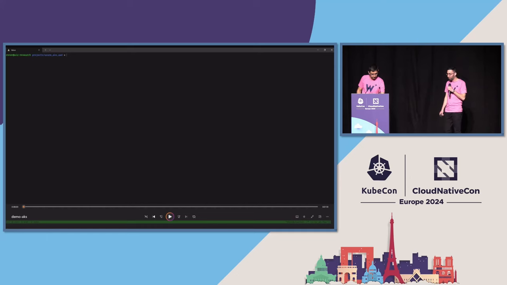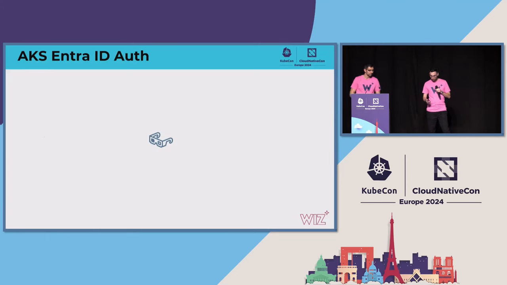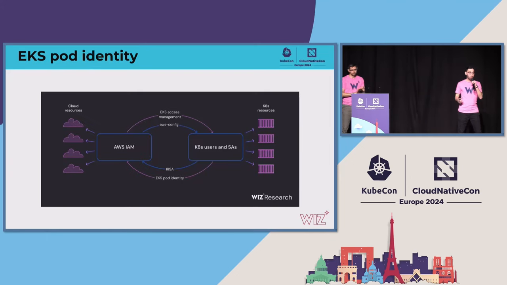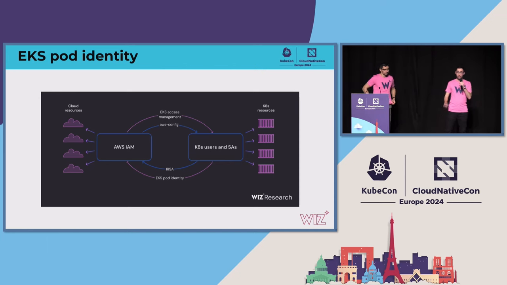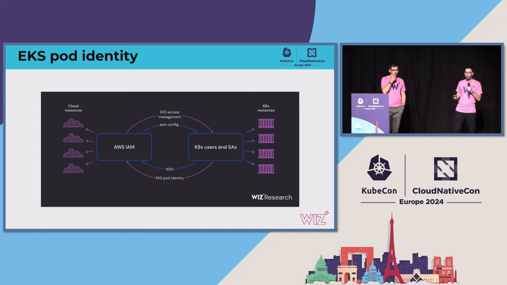And now we'll talk about EKS Pod Identity. For those who are not familiar with EKS Pod Identity, it's a new feature AWS released, I think, a couple of months ago also. It basically helps bridge access of service accounts to AWS resources. Now, in the next few slides, we'll see an example of how we can use EKS Pod Identity to our advantage using the hostNetwork: true configuration.